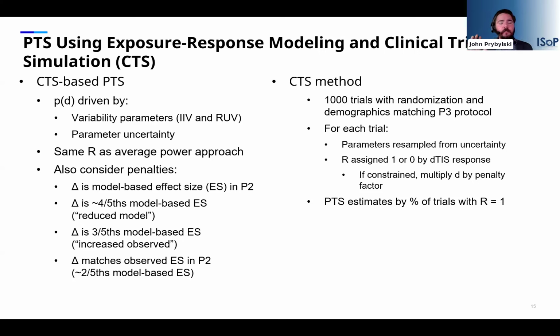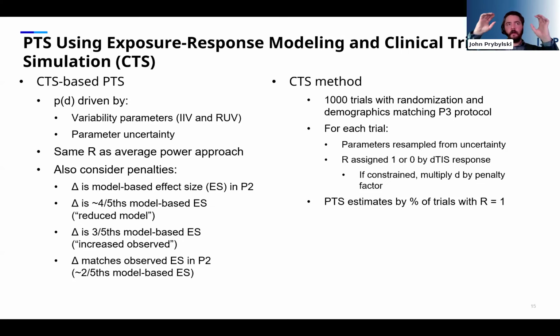And then R was assigned as either 1 or 0 if the delta TIS in the moderate response was greater than our target. That delta TIS calculated for a simulated study, which was some variability around the model-based effect size, was multiplied by these penalty factors to get these reduced effect sizes. So if we calculated from the simulation a delta of 50, then it was just multiplied by 2/5 to get the penalized effect size of 20. So that's sort of how that was done.